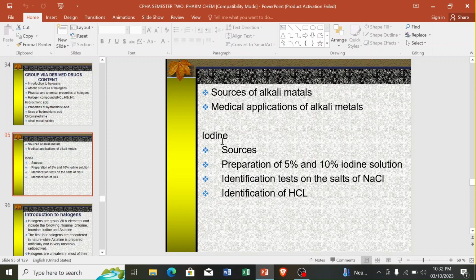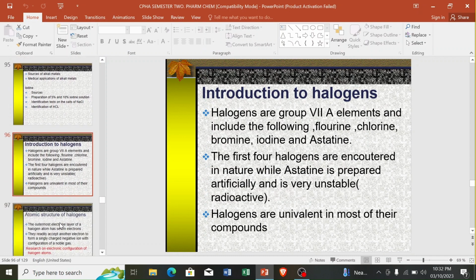And then after that we shall look at iodine. We shall look at what the different sources of iodine are, what the methods of preparation of 5% and 10% iodine solution are, and then the identification test on salts of sodium chloride. And then we shall have the identification test on HCl, or hydrogen chloride. So let us start straight away by looking at introduction to halogens.